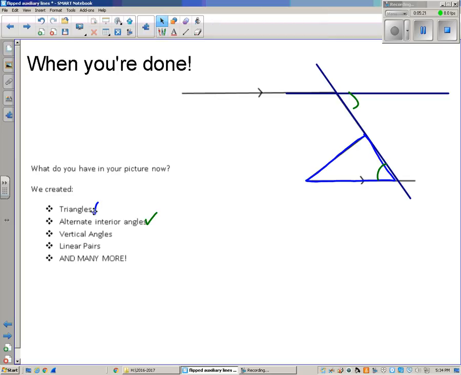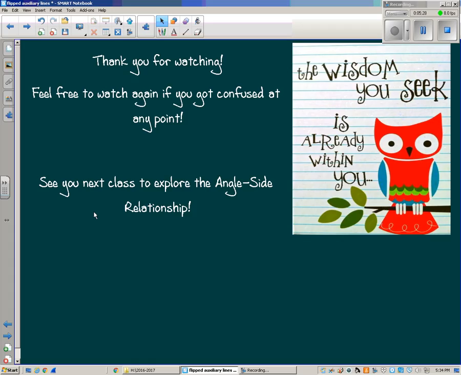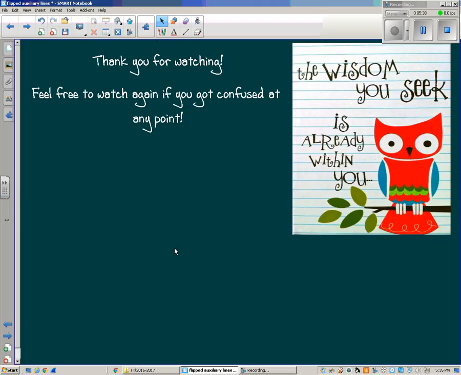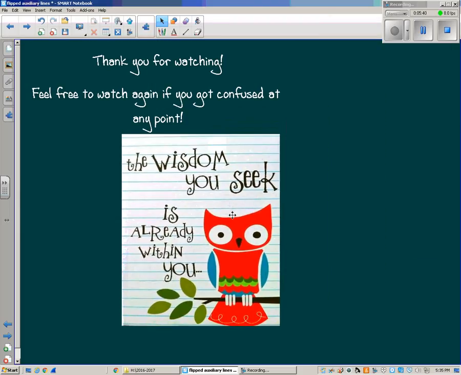So just get some practice drawing and extending these lines, and we're going to use it to help us problem solve in tomorrow's class. I want to thank you so much for watching this video. Feel free at any time if you get confused to continue with these relationships, and we'll continue exploring in our class tomorrow. I love this little phrase from Matthew. The wisdom you seek is already within you, and it is so true. I can't wait to see what you guys try tomorrow.